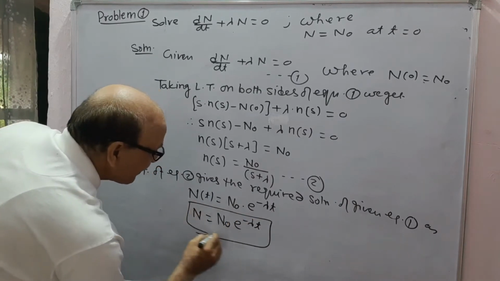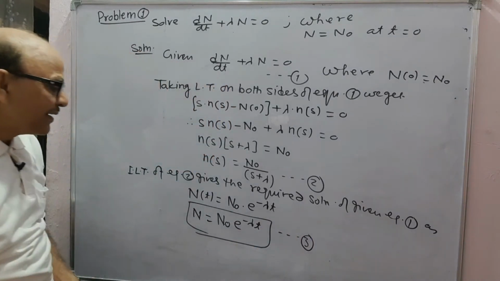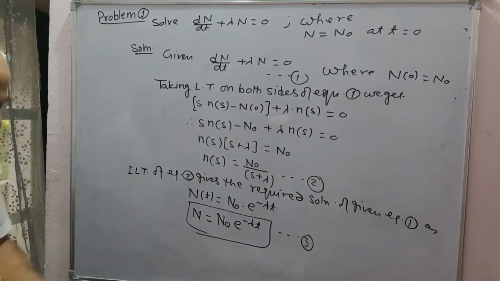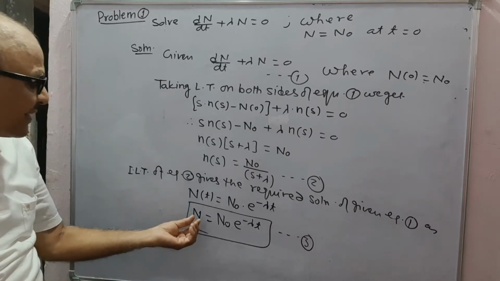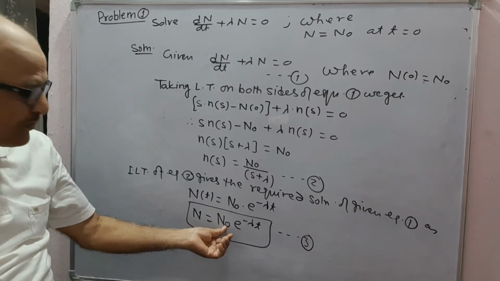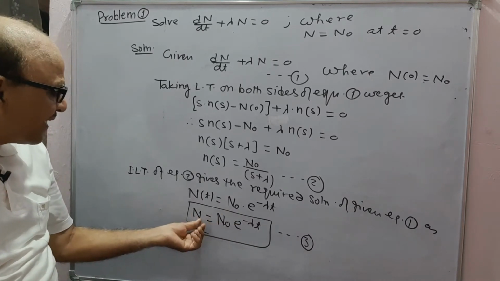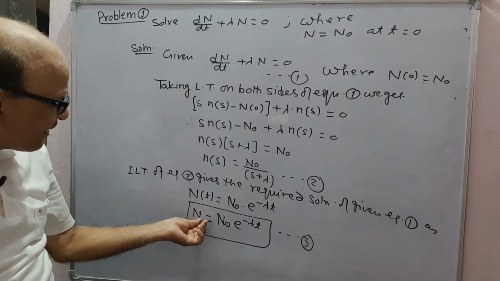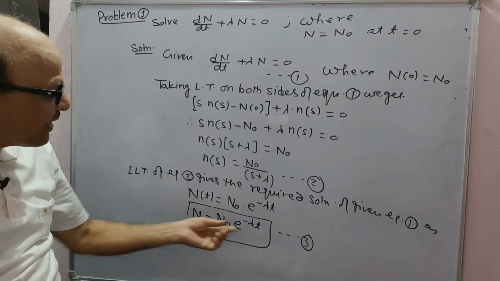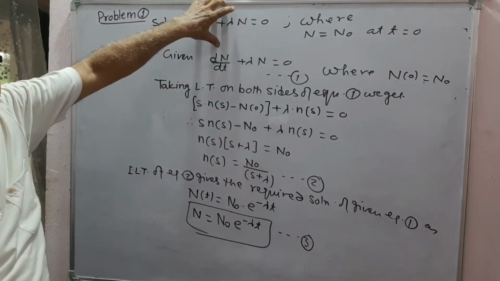And as you know, this is a famous equation in radioactivity. n naught is the initial number of radioactive atoms, lambda is the decay constant, and n is the number of atoms remaining after time t. So this is the solution of this equation.